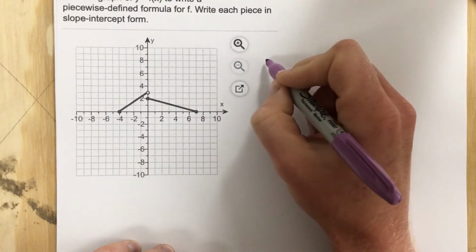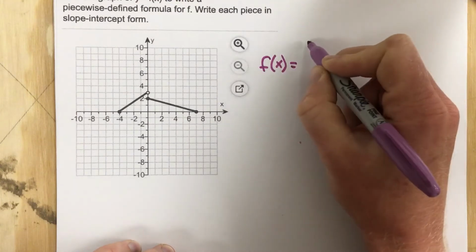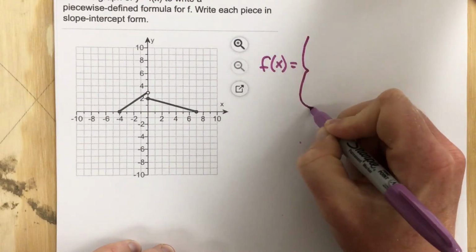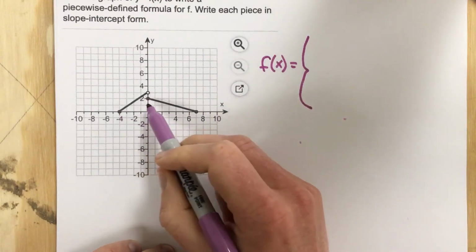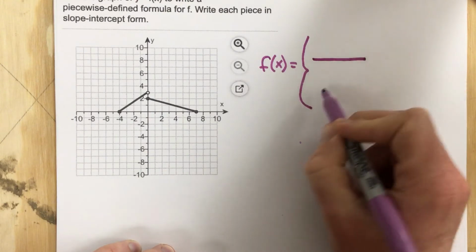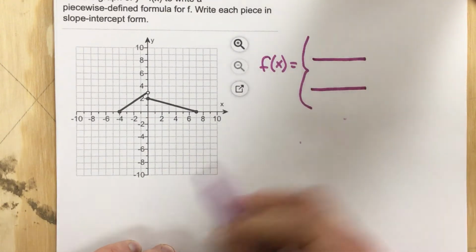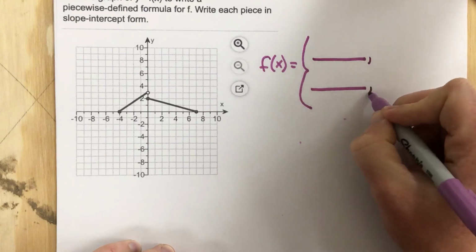If I want to write a piecewise function, I start by saying f of x equals, and then draw a nice large bracket to encompass the whole function. Because there's two pieces, I'm going to go ahead and draw two lines for space to write a function for each piece. And then I need to write the domains in there.